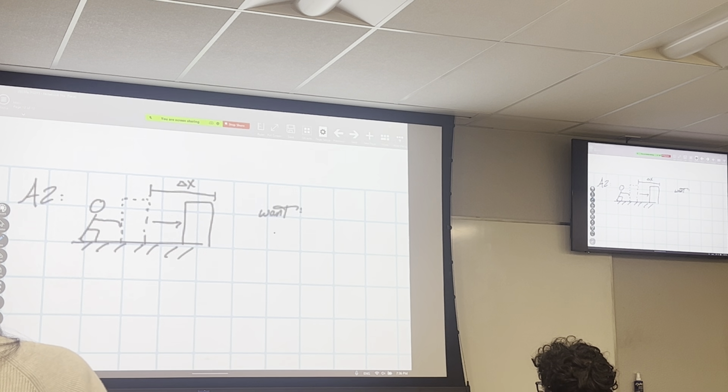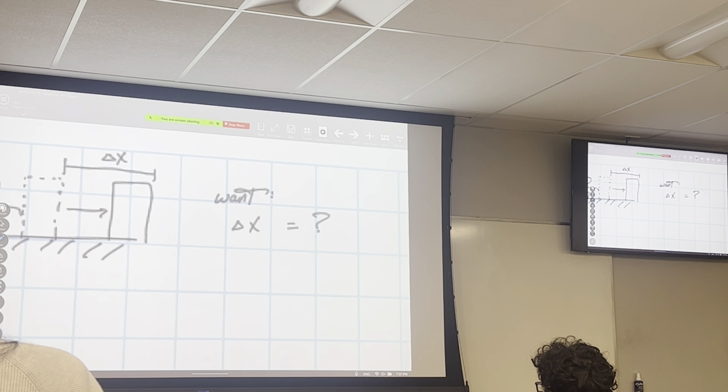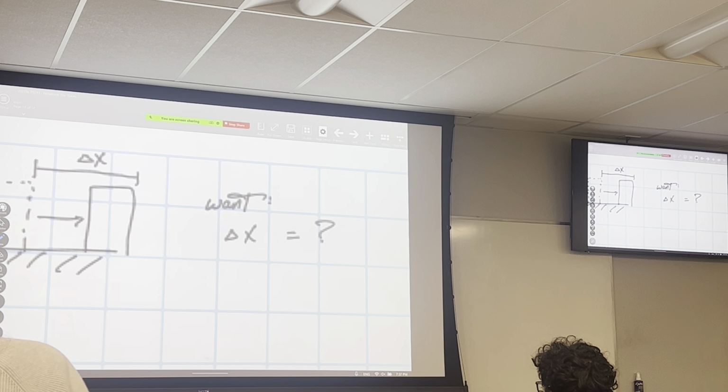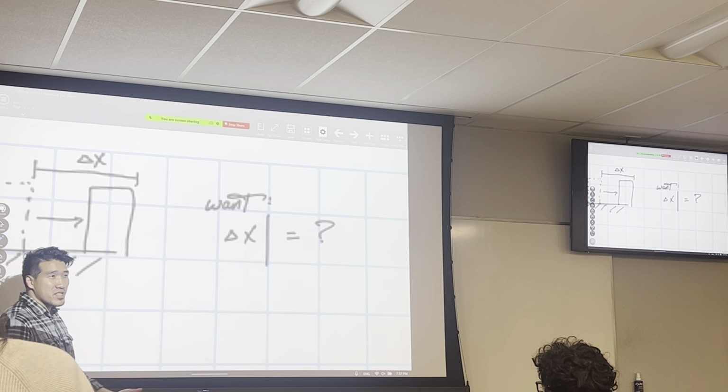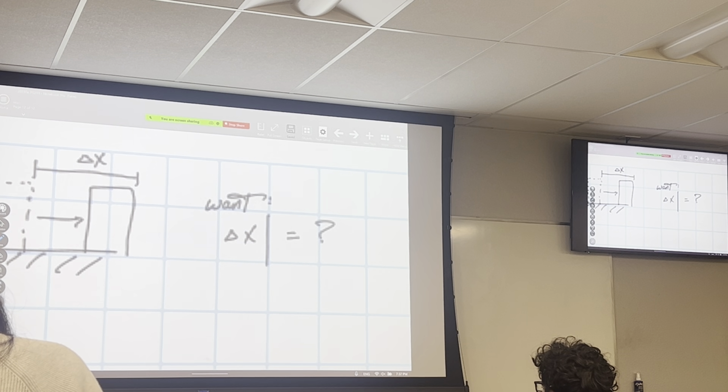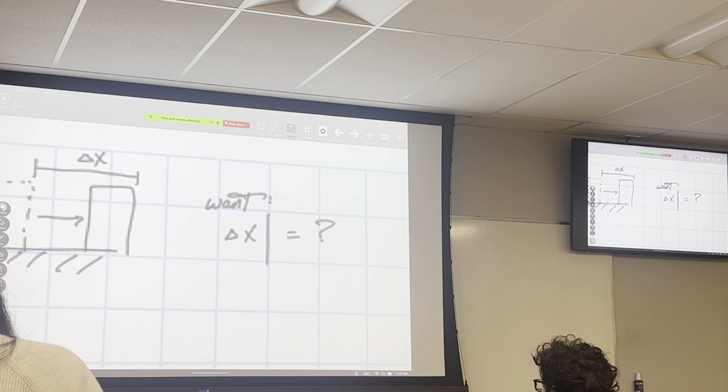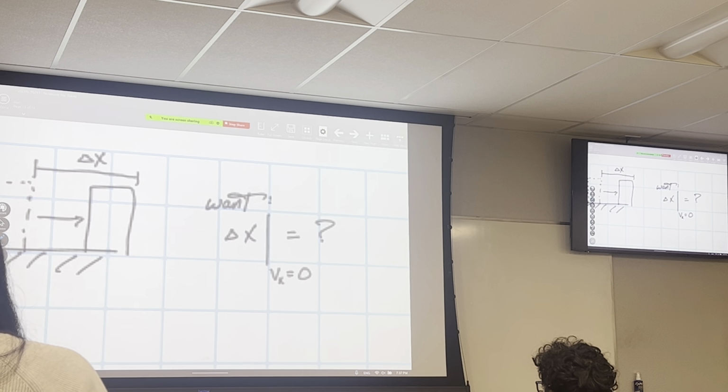So what we want is delta x is equal to what? But delta x at which condition? At what condition are we looking for? When are we actually going to say it has reached its final position? When what? Yes, we want it when the x component velocity is equal to 0. That's when we know it stopped moving and has come to a halt.